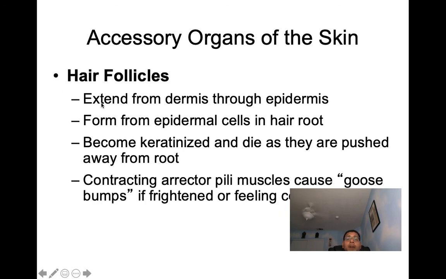Next, then we have our hair follicles. Our hair follicles extend from the dermis through the epidermis. The hair follicles are going to form from our epidermal cells in the hair root. These cells can become keratinized and die as they are pushed away from the root. And then we can see here the contracting erector pili muscle is going to cause the goosebump appearance. And that happens if we're frightened or if we're feeling cold.